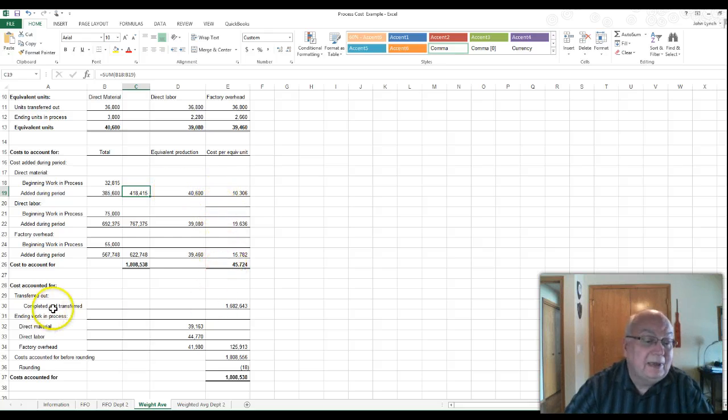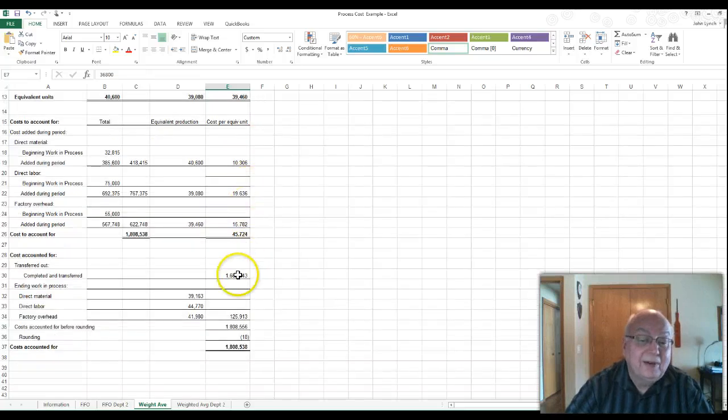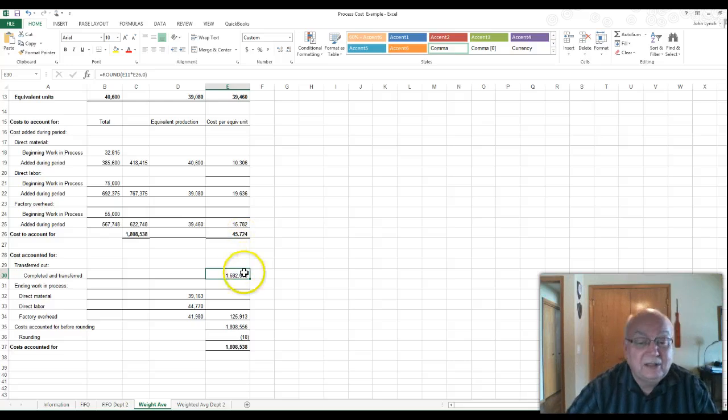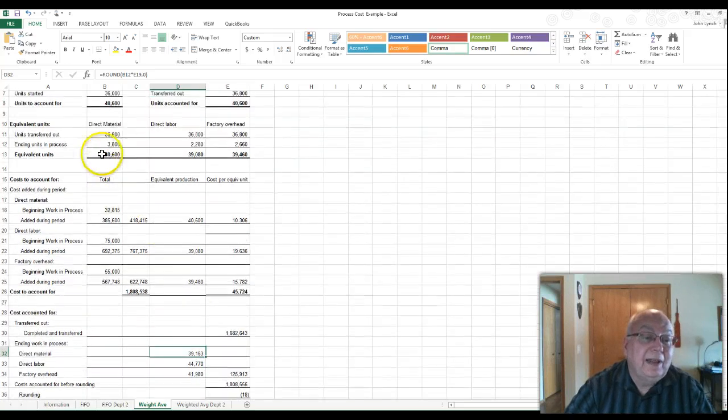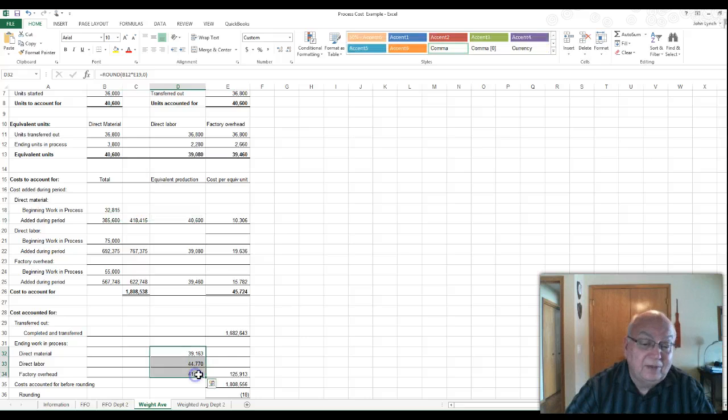Then you add those up, and now this is completed and transferred. And you know, it's with the 36.8. You can also grab this number up here if you wanted to, it doesn't matter, times the total cost to account for. And I used the round function on these to get nice, neat numbers. And then this is your direct materials, and that will come from this line right here, ending units in process. The 3,800 times the 10,306, the 2280 times 19,636, and the 2660 times your 15,782. And that'll give you this group of numbers here.